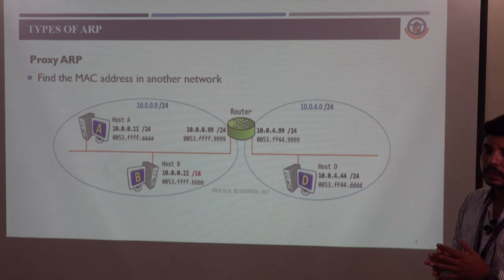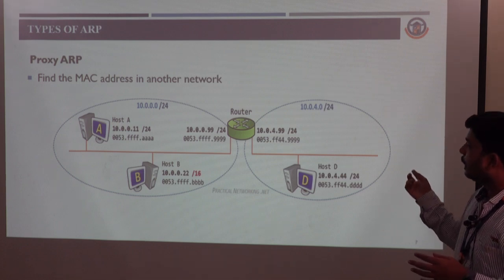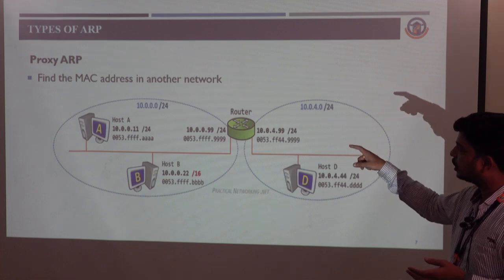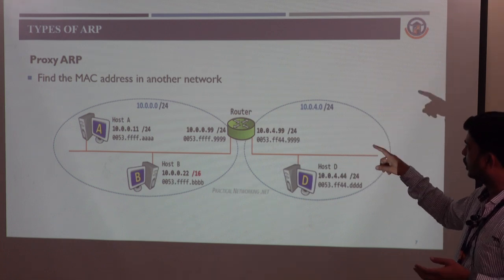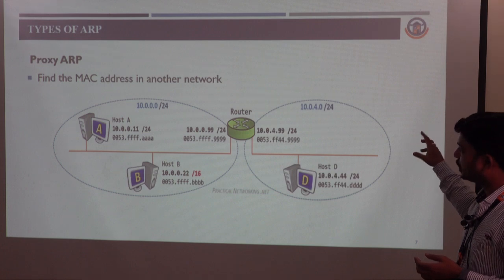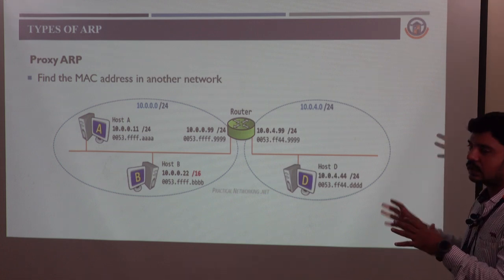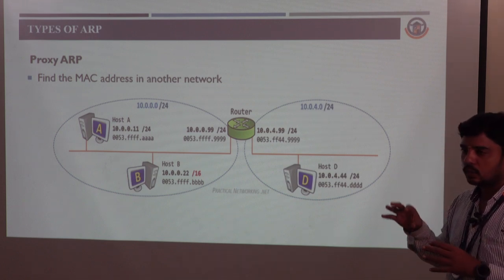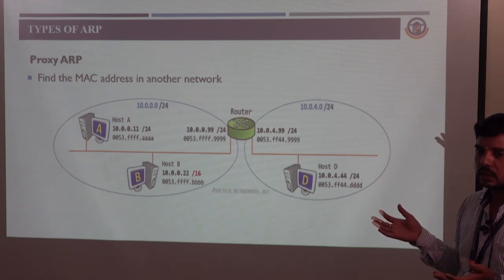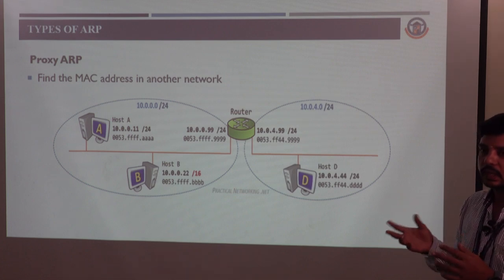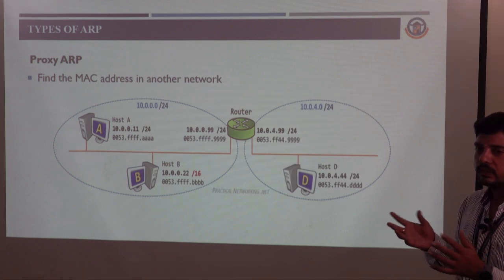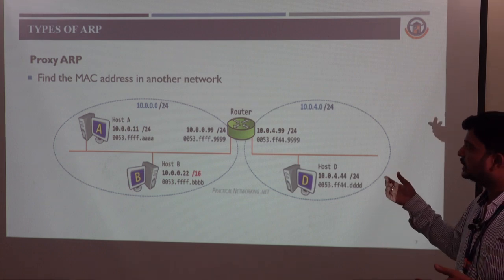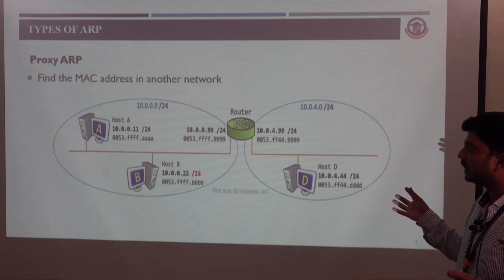So proxy ARP is usually used to find out the MAC address in 2 different networks. 10.0.0.0 is one network and 10.0.4.0 is another network. Those 2 networks are commonly connected by a router. There is a difference between ARP and proxy ARP. ARP is used to find out the MAC address within the local area network, within the network. Proxy ARP is used to find out the MAC address across 2 different types of network.